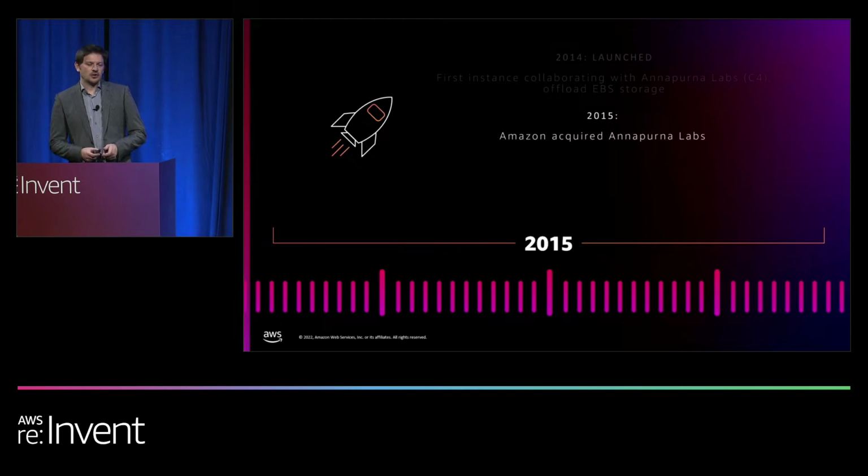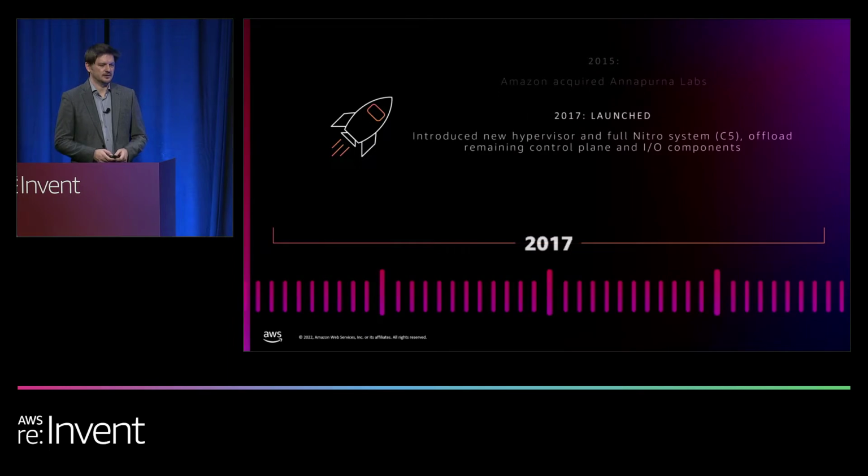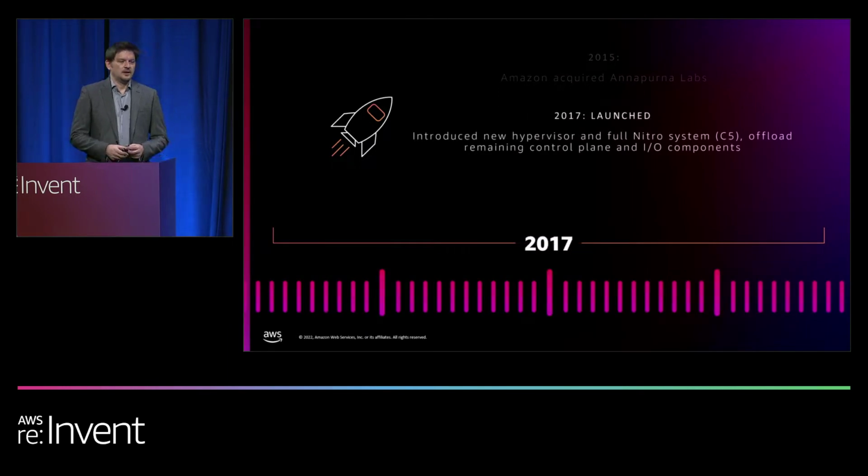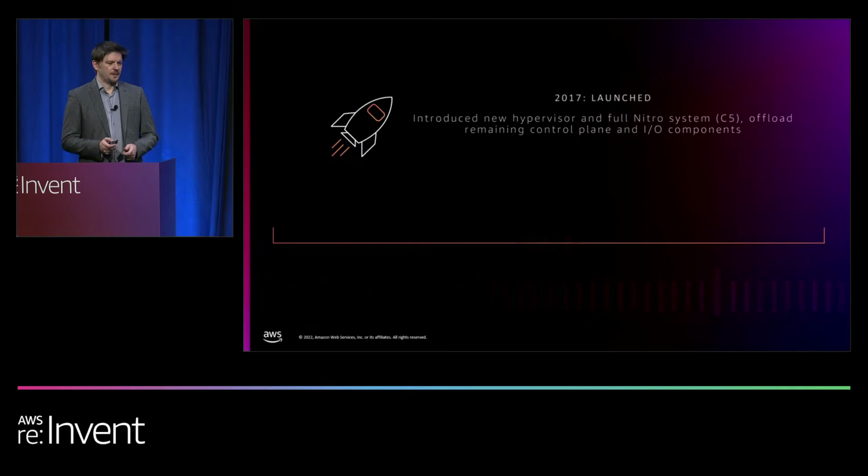And the EC2 team was so impressed with the Annapurna Labs team and the technology that AWS decided to purchase the company. And as history shows, this has led to a lot of innovations in the years since then. Part of this innovation, by 2017, we got to the point where we offloaded the remaining infrastructure processes from the CPU, including control plane and I/O functions. So we launched a new hypervisor and launched the full Nitro system. And at this point, we're able to offer all the CPU cores to our customers. This was the C5 instance.